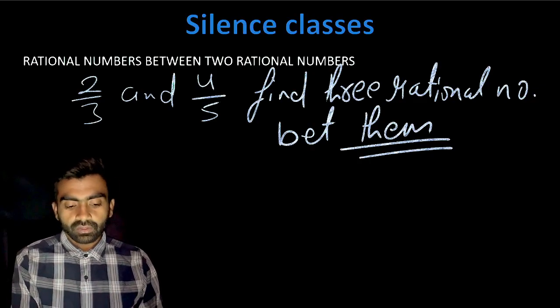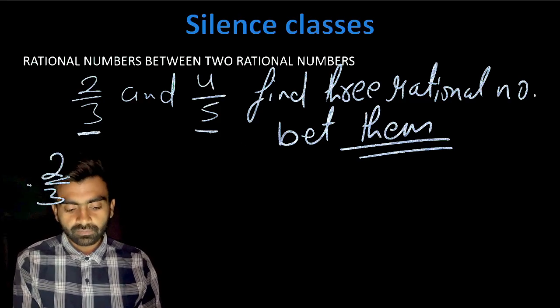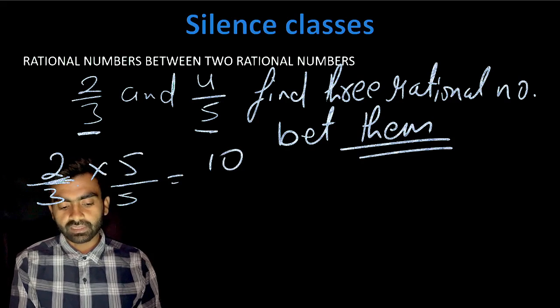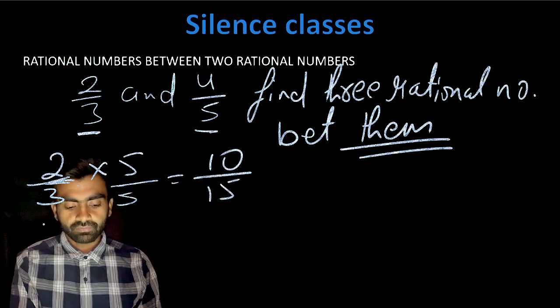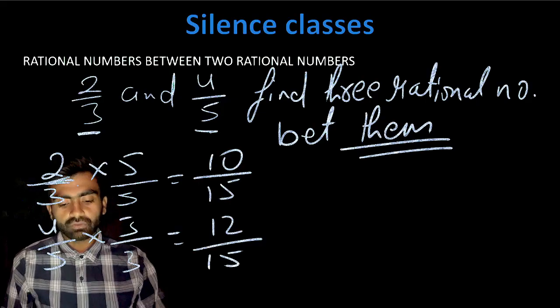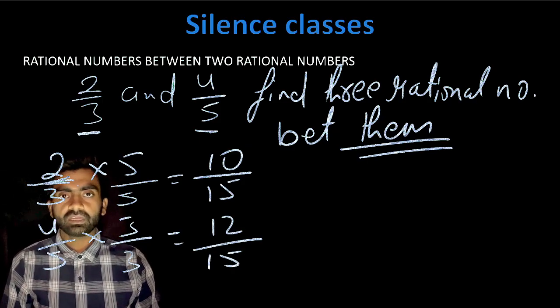So we can multiply by 3 and 5. 2 upon 3 we can take and multiply it by 5: 5 2s are 10 and 5 3s are 15. And we can take 4 upon 5 and multiply it by 3: 3 4s are 12 and 3 5s are 15. Now you can check that the denominators are equal.